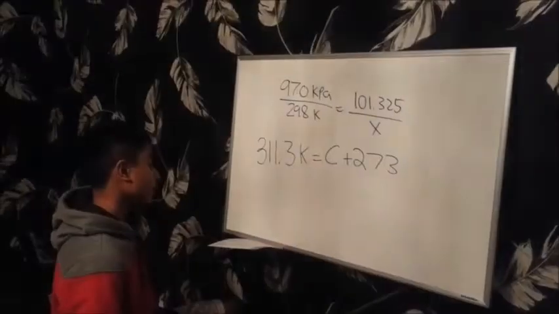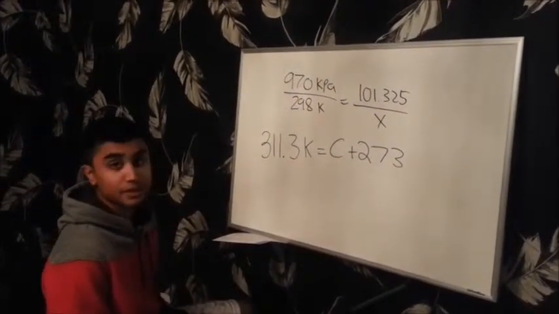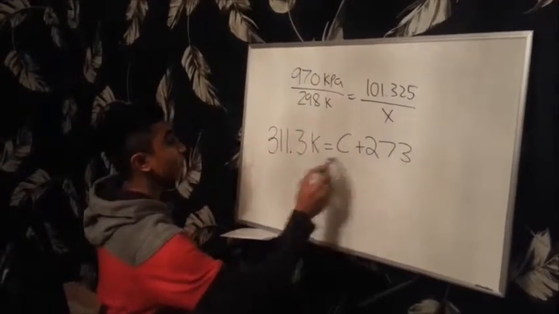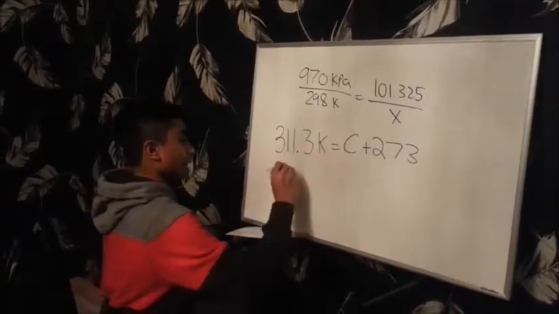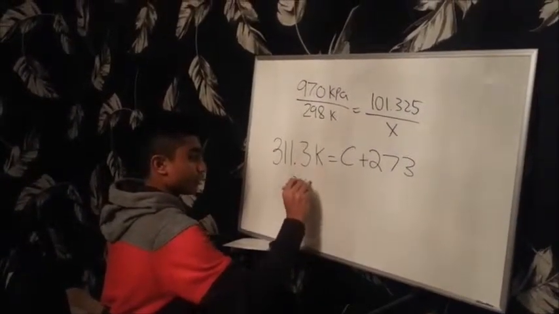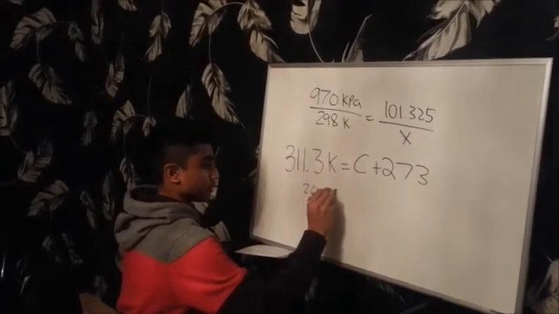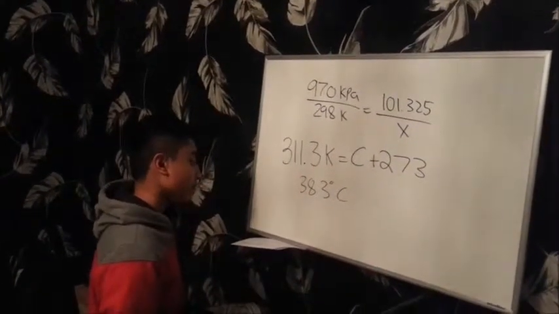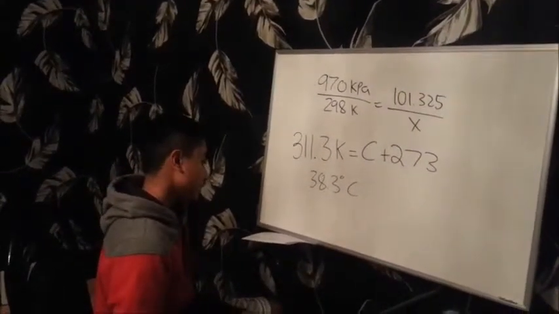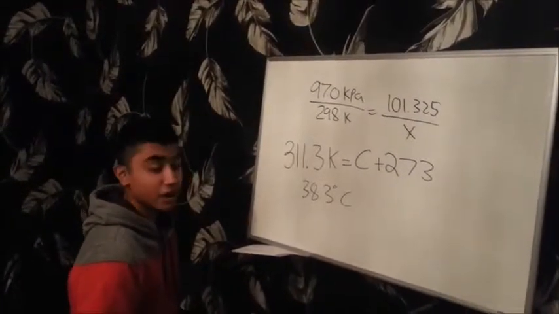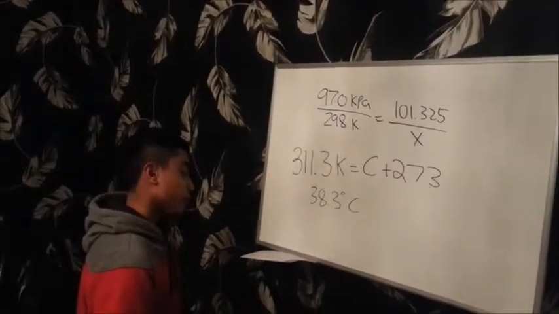The answer is 311.3 K, but the question asks for Celsius, so you must subtract 273 from 311, and you will get 38.3 degrees Celsius. Notice that the volume never enters the problem. That is because the problem is asking about the relationship between pressure and temperature, and volume remains constant.